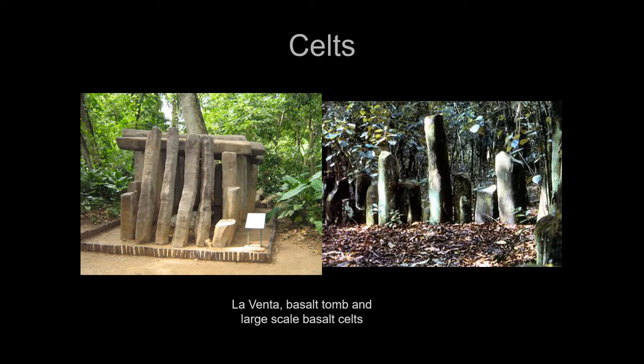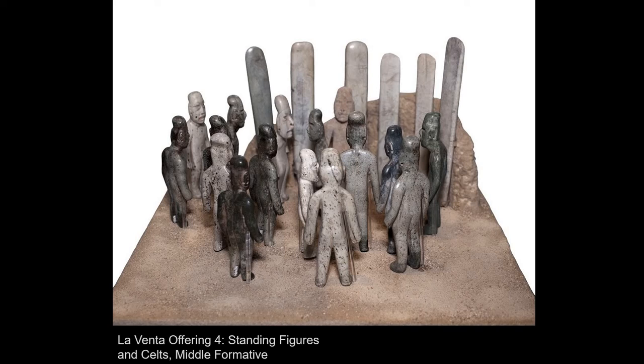and you can see we have these massive, what we call celts. A celt is just a single monolith of stone, sometimes shaped, sometimes not. These are large basalt celts, and they were arranged to kind of make a tomb. And this use of celts is very, very common as well. We also find an offering. This is known as offering 4. This was also found at La Venta. And here we have a number of what we call greenstone figures, and we also have celts.